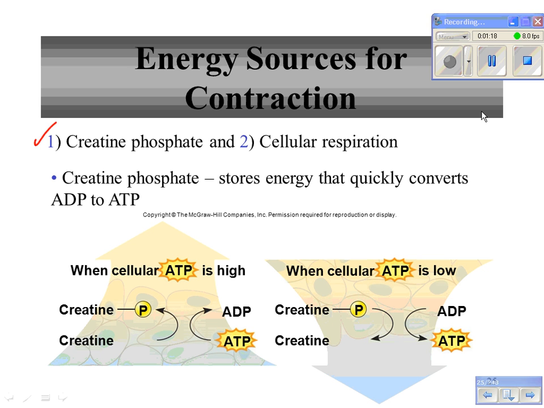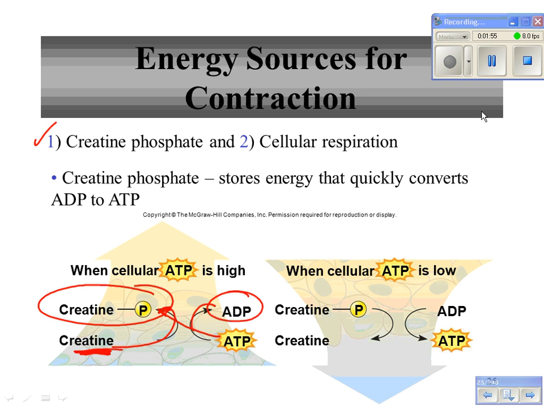It's stored in our muscles. Your muscle stores a fair amount of it, and creatine phosphate very quickly stores energy and converts ADP back to ATP. So we take the creatine phosphate, and we take some creatine that's maybe in our muscles already. When we use up the ATP, that third phosphate breaks off, attaches to creatine, and we get creatine phosphate, and ADP left over.